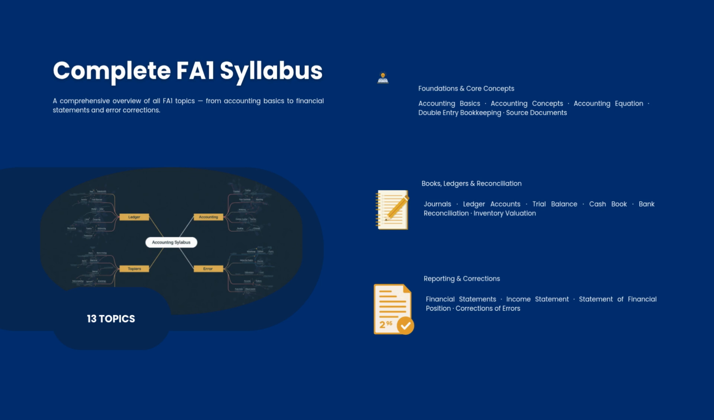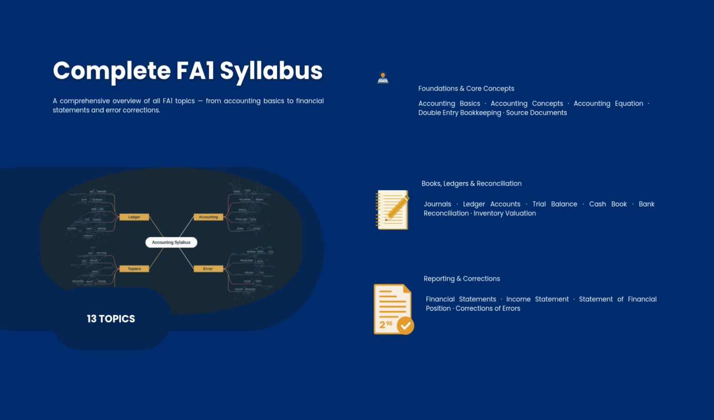So, complete FA1 syllabus. It has 13 topics, FA1. I have mentioned 13, maybe in Kaplan, in other PVP books, there may be less, there may be more. So, there are many areas that we have mentioned here.